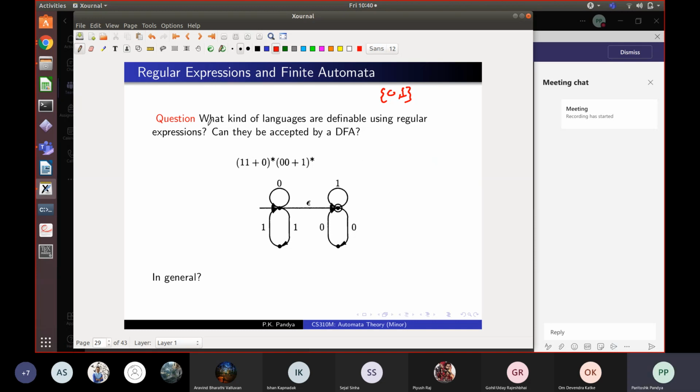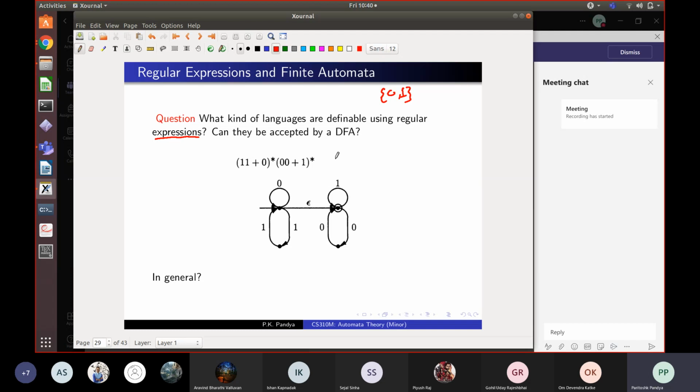The question before us is: what kind of languages are defined using regular expressions? And are these languages such that they can be accepted by a DFA? Because if they can be accepted by a DFA, then in order to match words with those regular expression patterns, we can use this DFA to accept those words. These DFAs can be automated as digital circuits or as C programs, so we'll be able to do pattern matching using a computer. That is why this question is important.